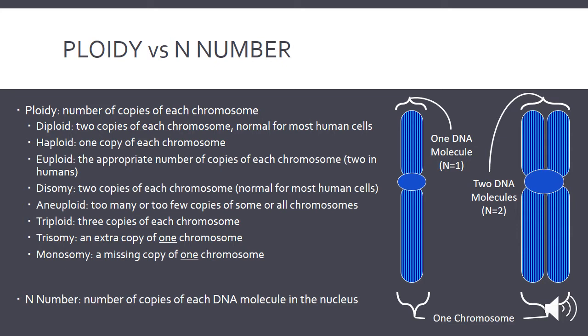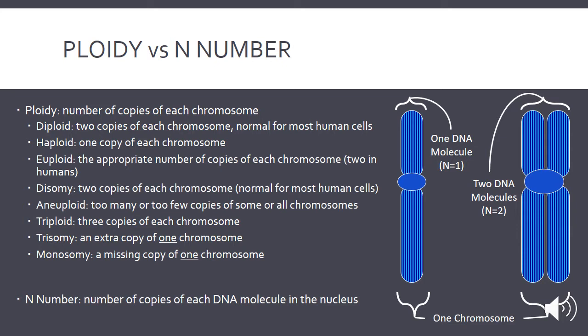Monosomy, our last aneuploidy, is a missing copy of one chromosome, so sort of the opposite of trisomy. So I might have one copy of chromosome 1, but two copies of all the others. In general, trisomies are more survivable than monosomies, but most aneuploidies are lethal very early in embryonic development.